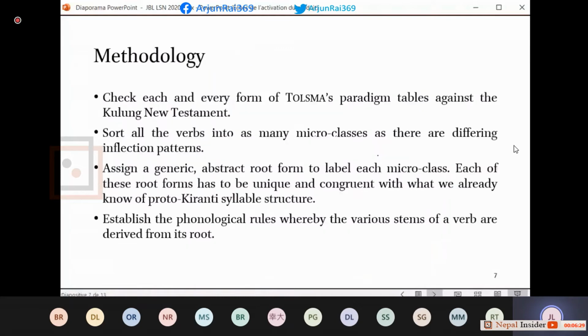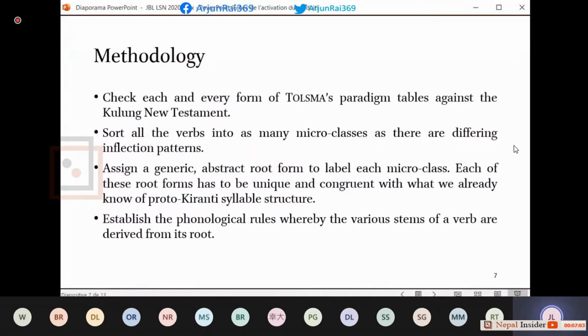Okay, now I will move on to explaining what I did exactly and in what order I did it. First, I have not stressed that enough, but Tolsma's grammar is unfortunately riddled with misprints and inconsistencies from one page to another, which makes it very difficult to use. So I had no other choice than checking every single dubious piece of information in Tolsma's grammar against the New Testament corpus, whenever that was possible, because the New Testament obviously doesn't contain every form. And this was really the bulk of my work on Kulung.